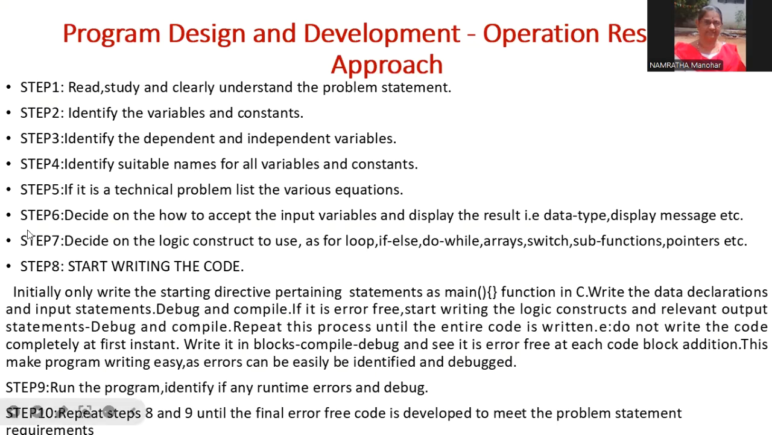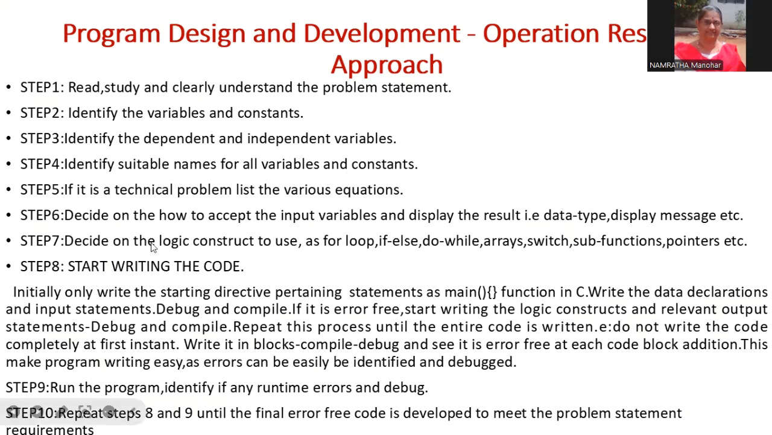Then, step 6, decide on how to accept the input variables and display the result. That is what data type you will select: int, float, char, string, and how you will display the message. You have to plan that first so that you will be able to write your print and scanf statements correctly.